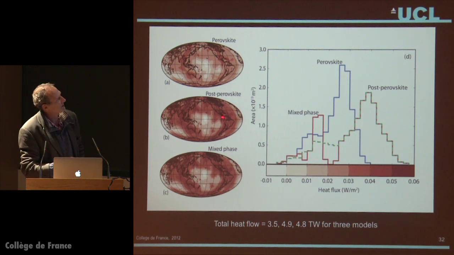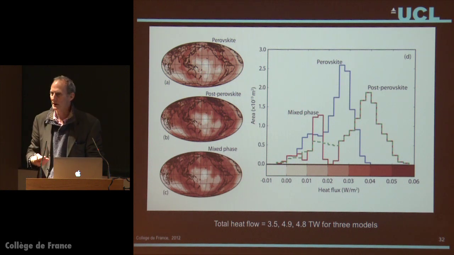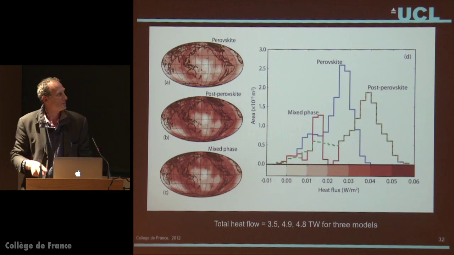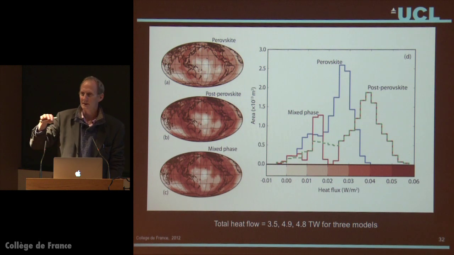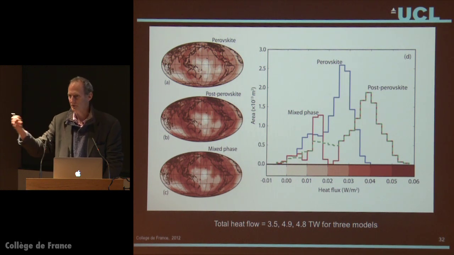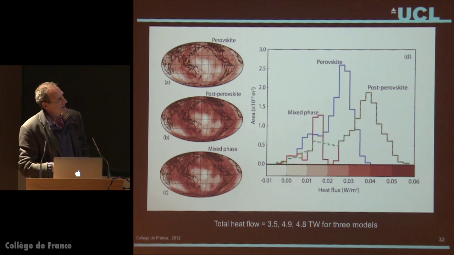If you've got post-perovskite, you've got certainly some higher heat flows from the conductive part, and this is what you would expect because the conductivities are 50% higher. And again, this is if you've got a mixed phase, that is where it's warm, it's perovskite, and where it's cold, it's post-perovskite, using some sort of phase diagram. Okay.